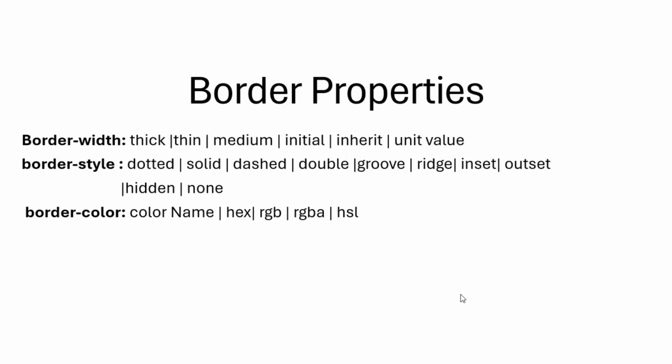Finally, there's border color. This is where you choose the color for your border. You can use color names, or you can go with more specific values like RGB, RGBA, or HSL. Together, these three properties let you fully customize how borders look in your web designs.